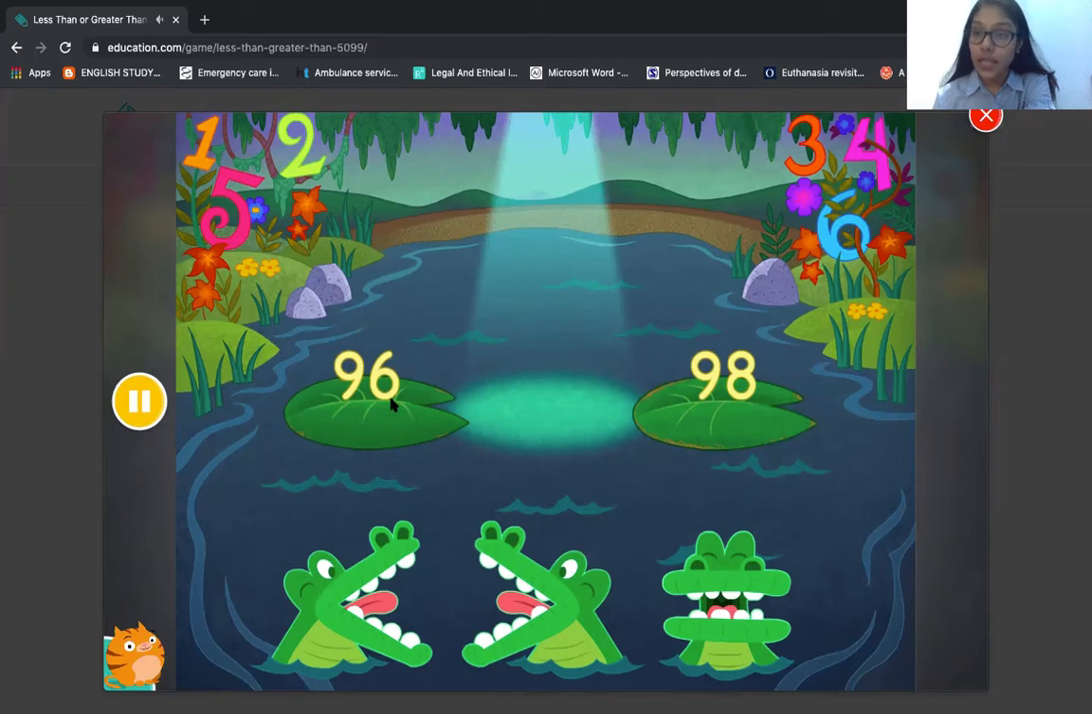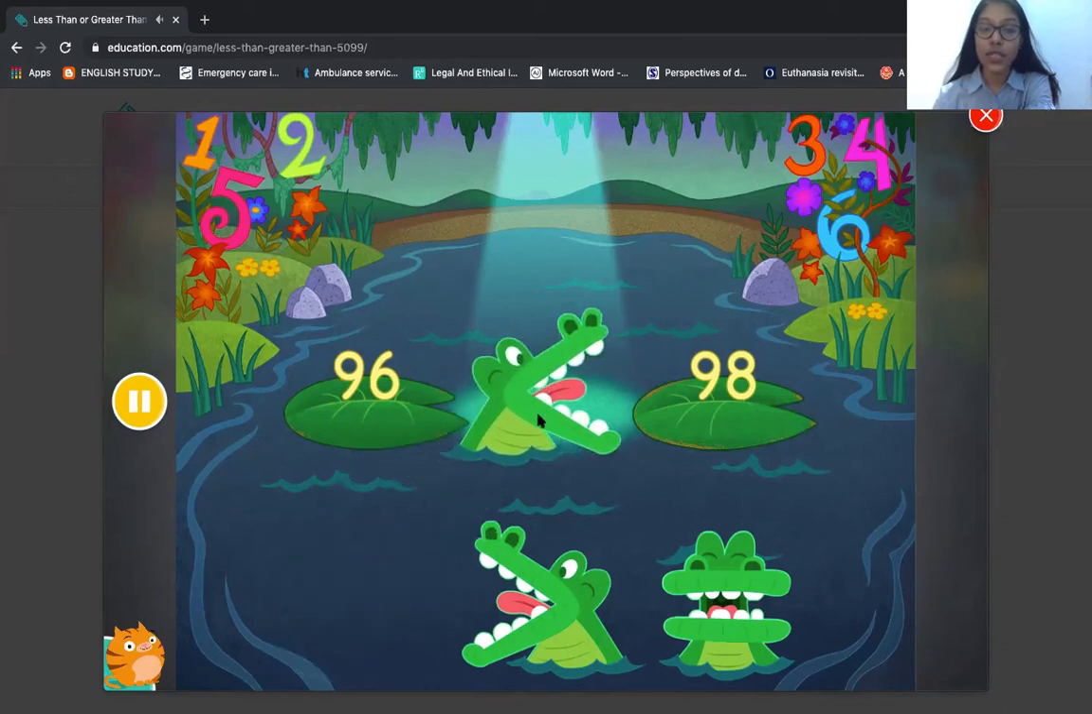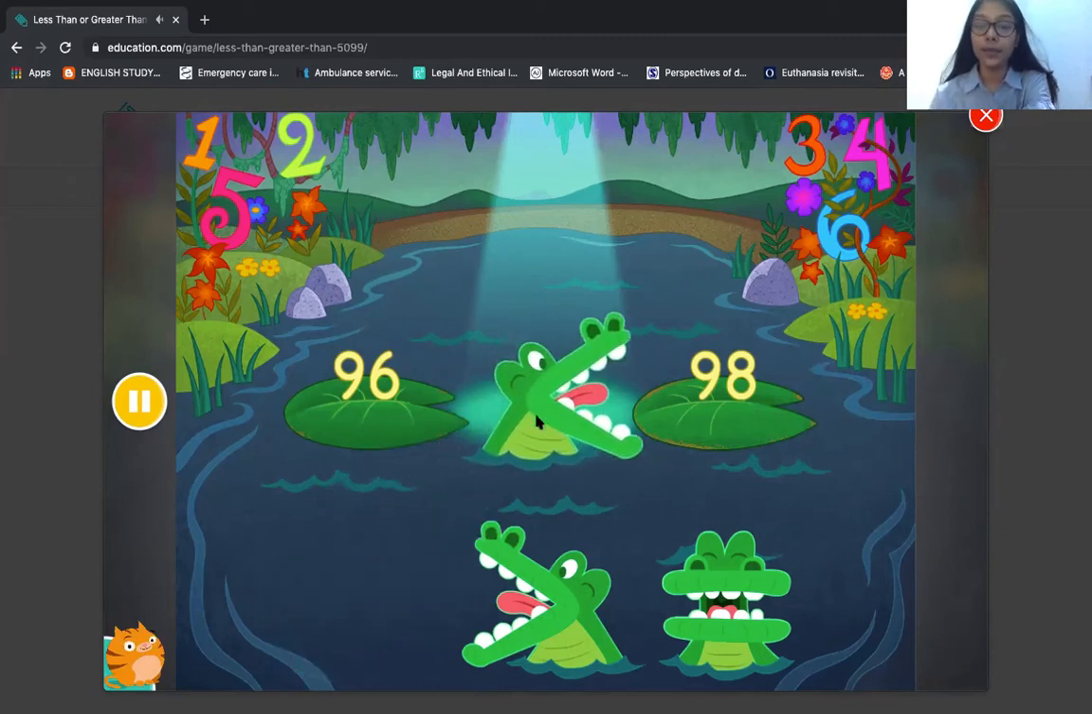In 96, we have 6 in the ones place, whereas in 98, we have 8 in the ones place. So now, 98 is greater than 96. So we will choose this. 96 is less than 98.